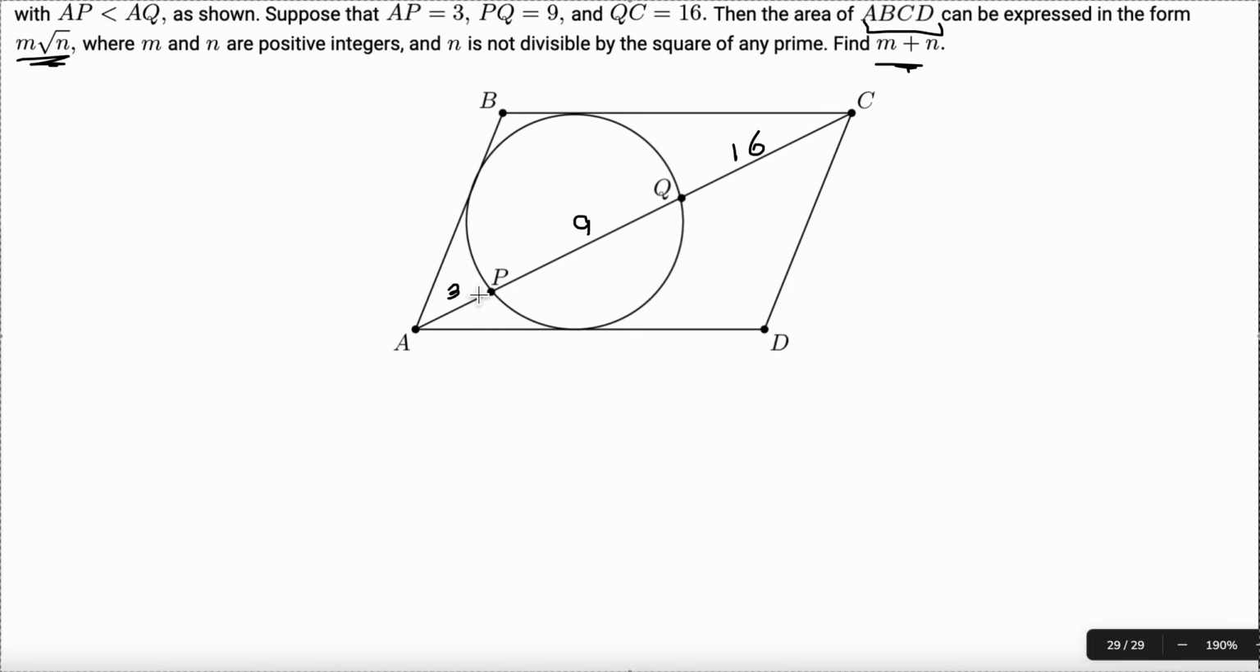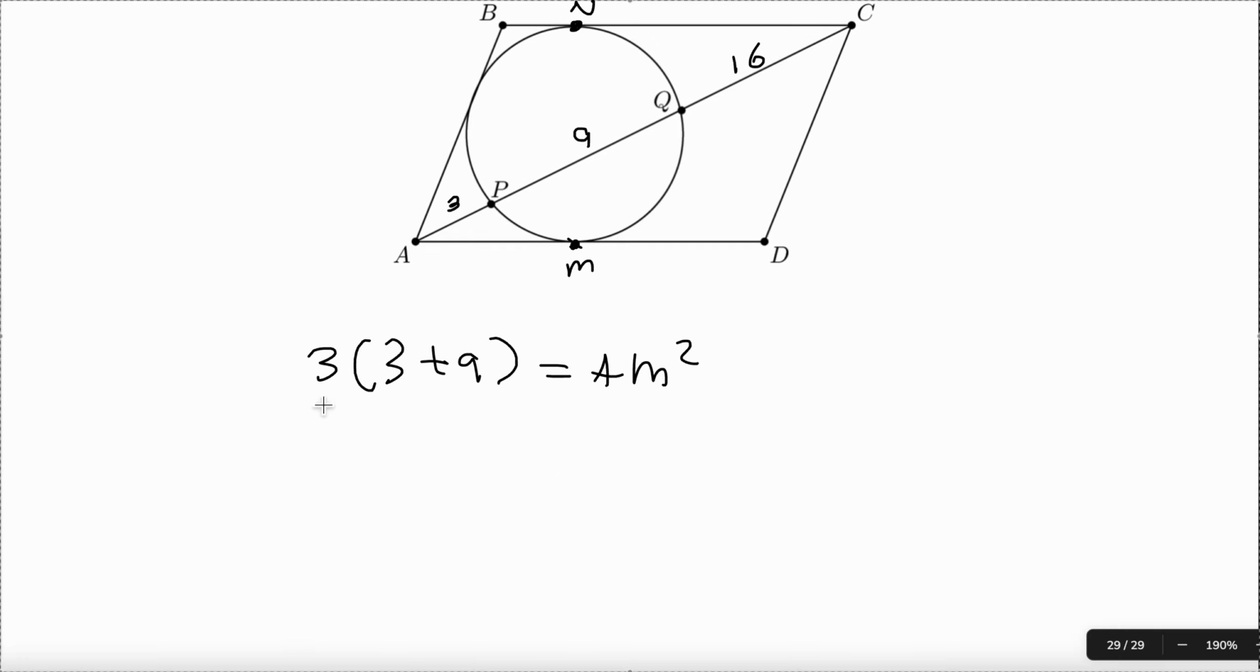The first thing when you look at this is you think of power of the point. For good measure, I'm going to call this point right here M, and this point right here N, where it's exactly tangent. So AM is tangent to the circle, and AQ is a secant through the circle. So we have 3 times (3 plus 9) is equal to AM squared. 3 times 12 is 36, so AM squared equals 36, and AM equals 6.